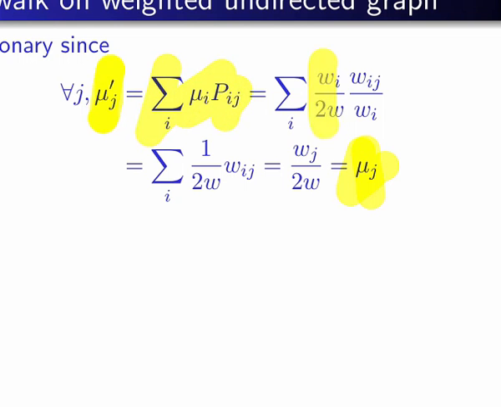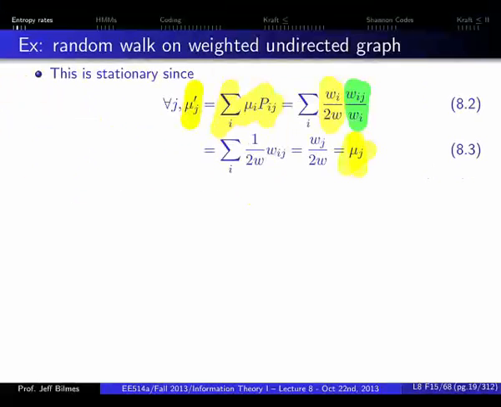And so mu i is the hypothesized stationary distribution. This next thing here is the transition probability. Right? We just cancel things out, and then we get mu j. So therefore that is the stationary distribution, based on that definition of the transition matrix.